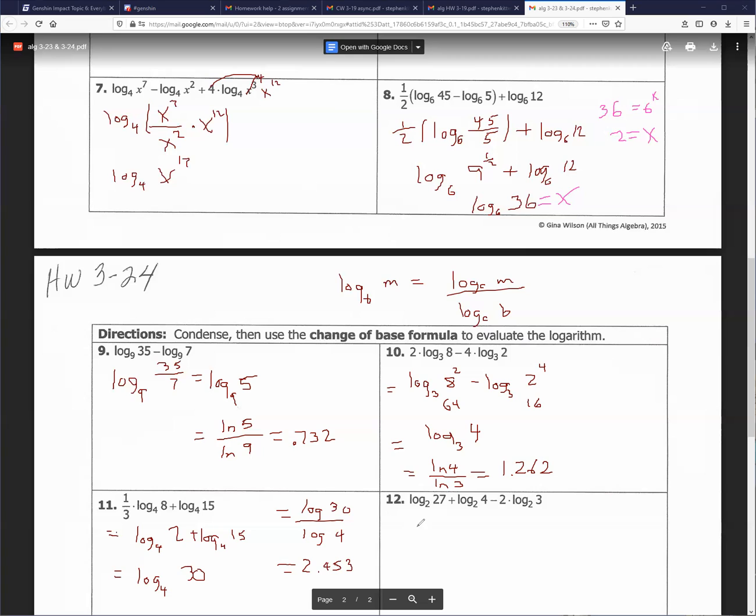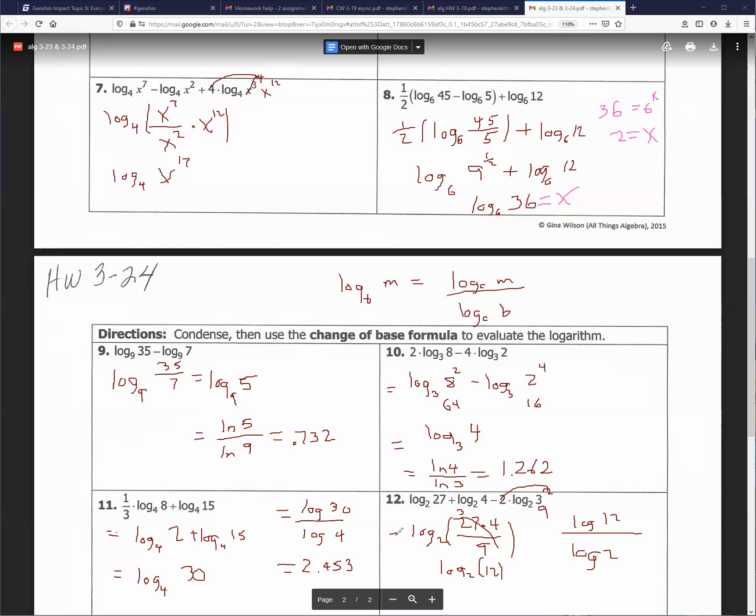So now this 2 comes up here as a squared. So this is a 9, right? So log base 2 of 27 times 4 divided by 9. 27 over 9 is 3. So this is log base 2 of 12, which is log of 12 over log of 2.